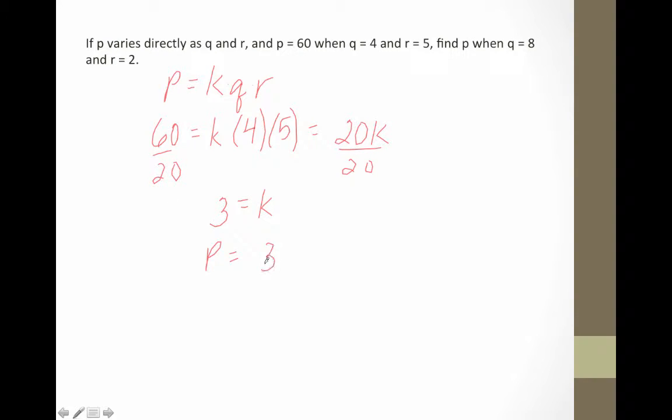And now we want to find P when Q is 8 and R is 2. P equals 3 times Q times R. So P equals 3 times 8 times 2 equals 48. So P is 48.